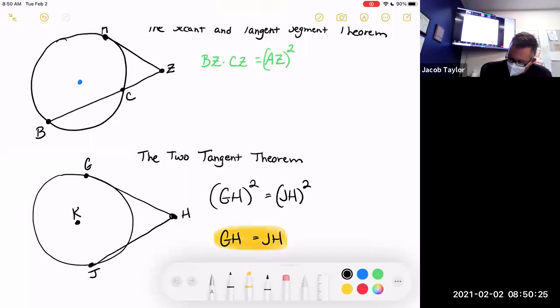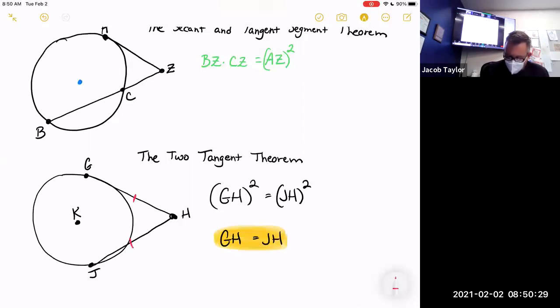These both come from point H. If they were two tangent lines coming from different points, of course, all bets are off. But if they come from the same common point, then they are equal. What's this one's name? I wrote it, the two tangent theorem.